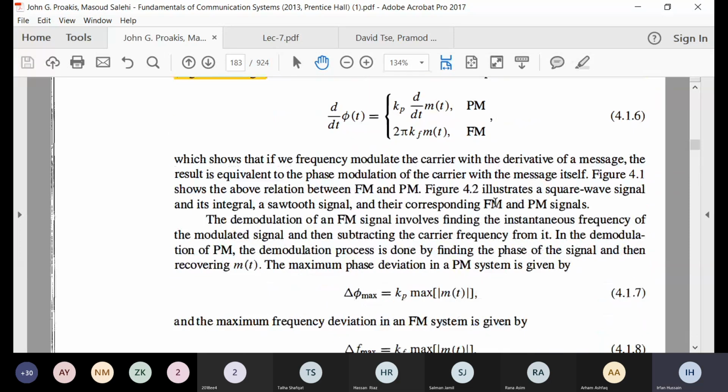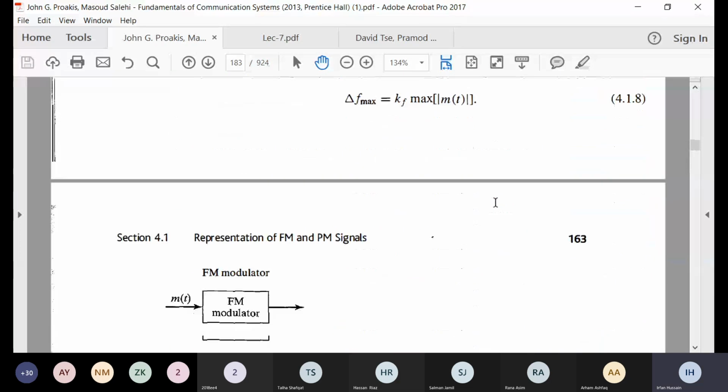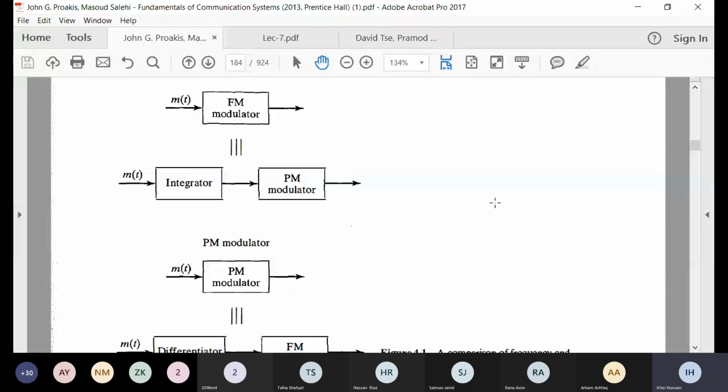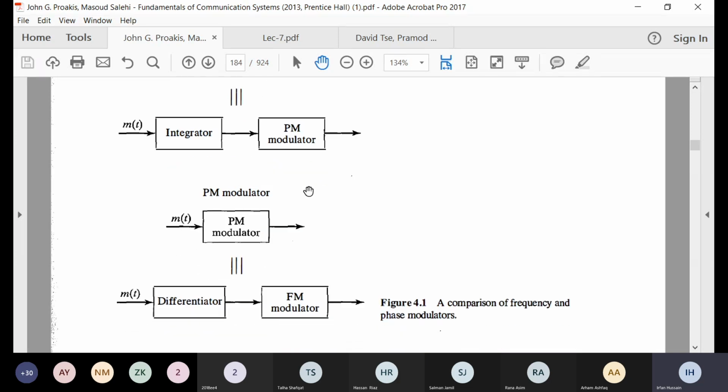Both those systems are very much related, and hence we can go through these two systems simultaneously. So you can see here that an FM system can be written as an integrator of the signal plus a PM, and a PM signal can be written as a differentiator plus FM.